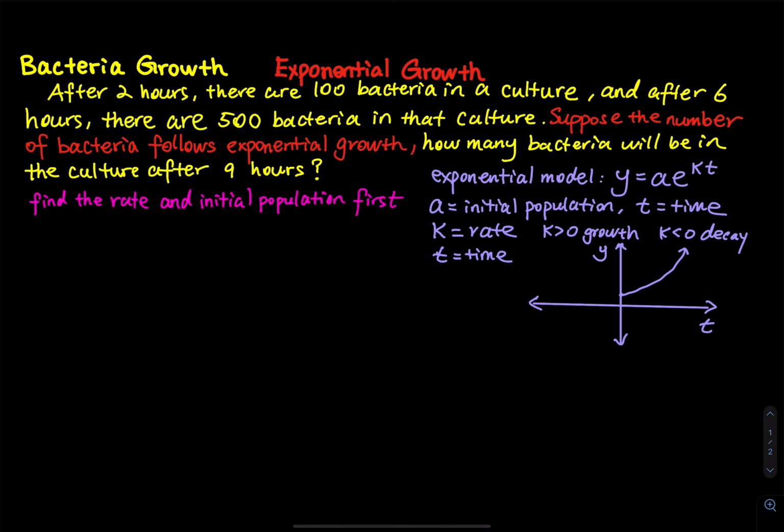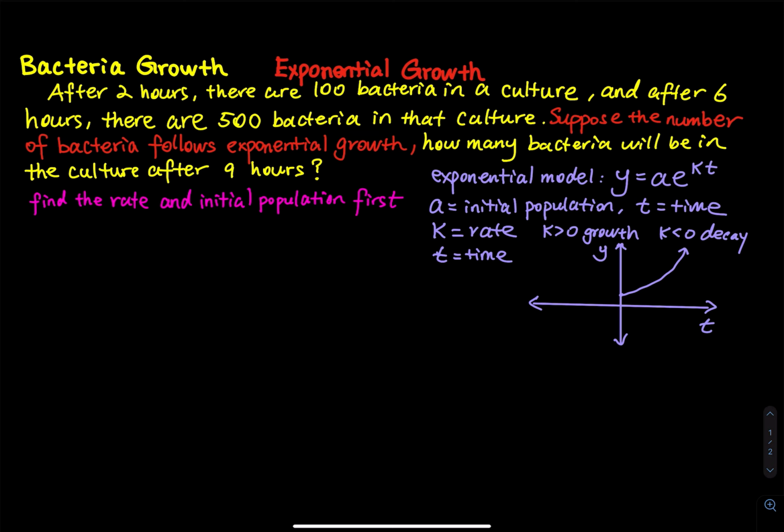After 2 hours, there are 100 bacteria in a culture. And after 6 hours, there are 500 bacteria in that culture. So it looks like the number of bacteria is increasing. Suppose the number of bacteria follows exponential growth. How many bacteria will be in the culture after 9 hours?